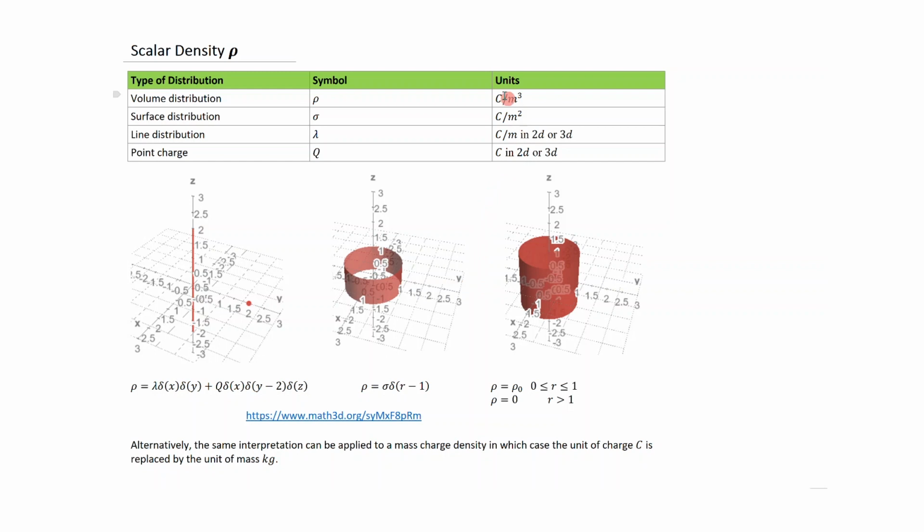Now, we've chosen an example involving charge, but you could have also had mass, in which case C is replaced by the units of mass in kilograms.